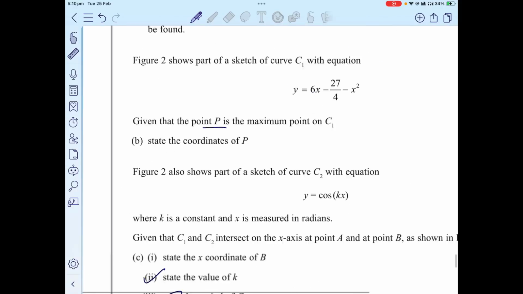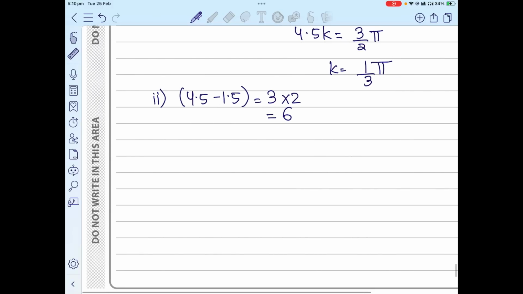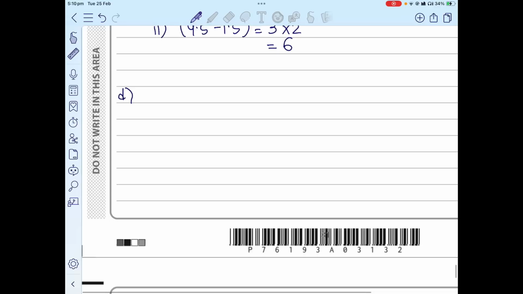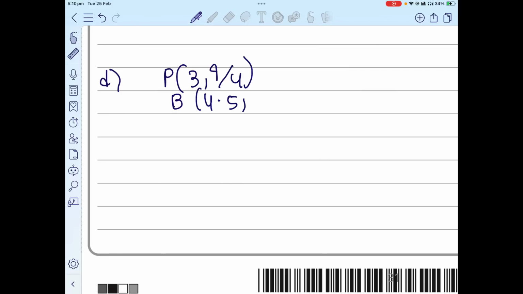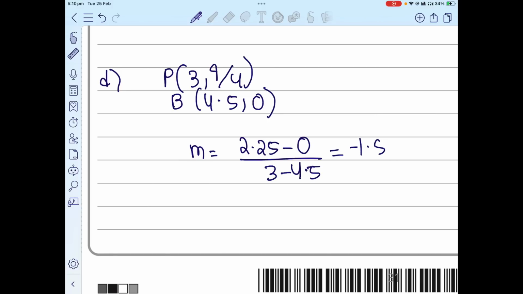All right. Now, if I want to find the value of P, this is which part? This is part D, I guess. Yes, this is part D. So I know that my P value is actually (3, 9/4) because that's the max value that we found. B value is (4.5, 0). So if I find the gradient, the m, it's going to be 9/4, which is 2.25, minus 0, over 3 minus 4.5. Negative 1.5 is the gradient.